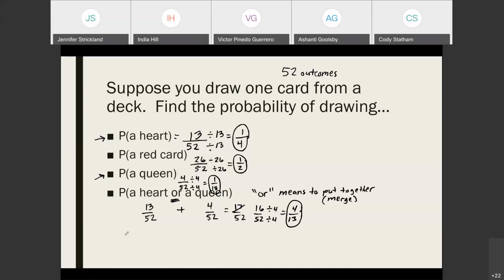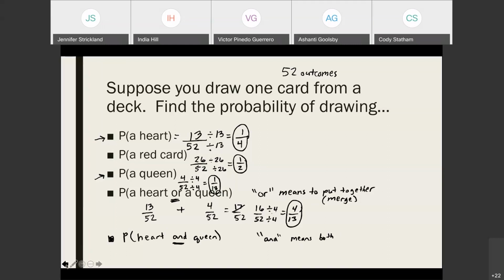I'm going to show you one more real quick and then we'll stop there. What if the problem had said heart and queen? And is the other word that makes it a little bit more difficult. The and means that you have to meet both conditions. So in your notes somewhere, write down that and means both.